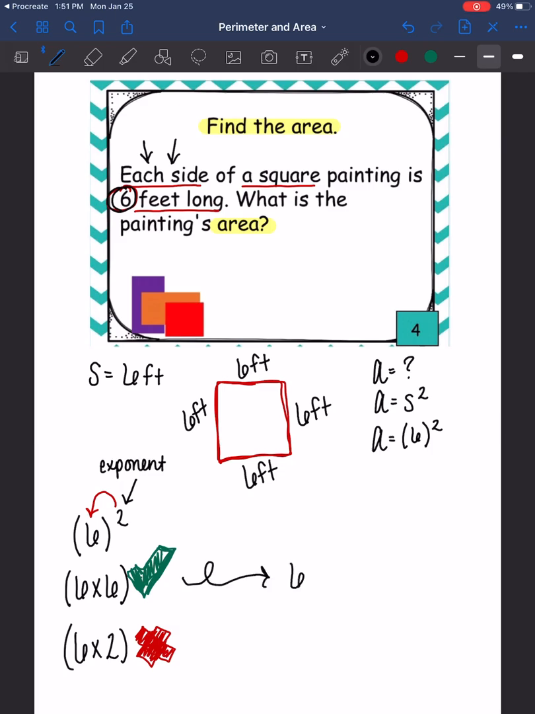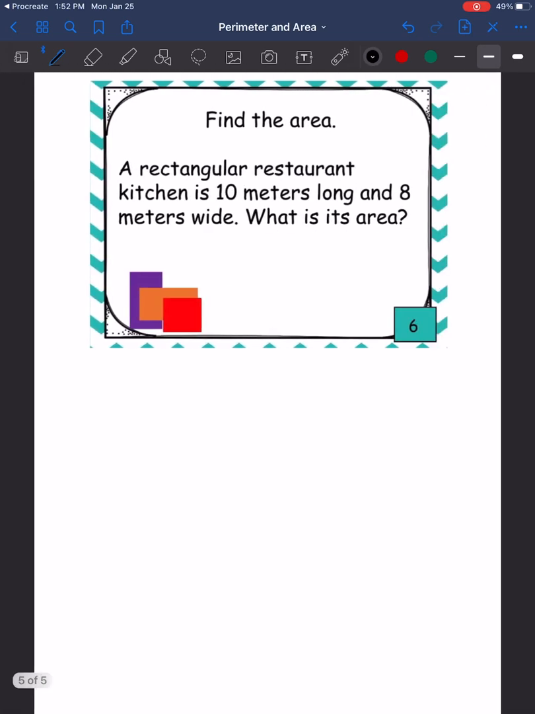So we are going to scooch it on over here and fix it, and continue on our equation, which is 6 times 6 equals 36. And so that means that our area equals 36 feet. And I like to box my answers just so that you can see them clearly. All right, let's move on to the next task card for our practice.